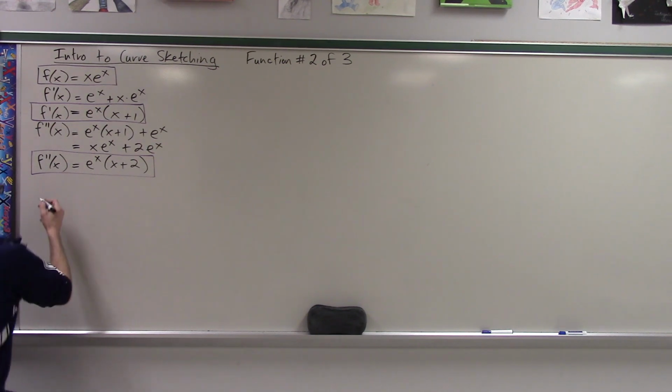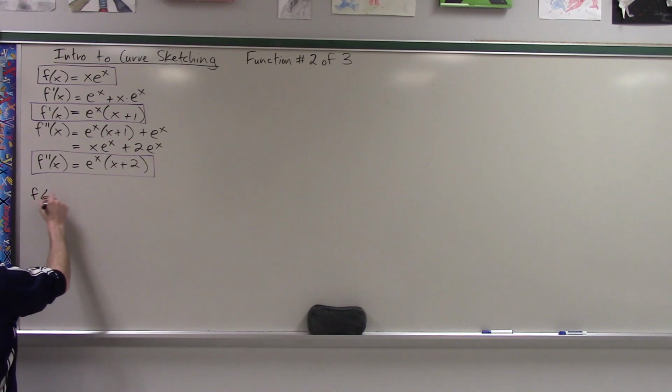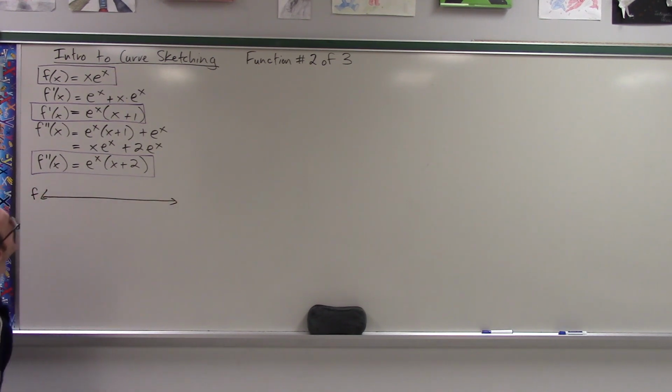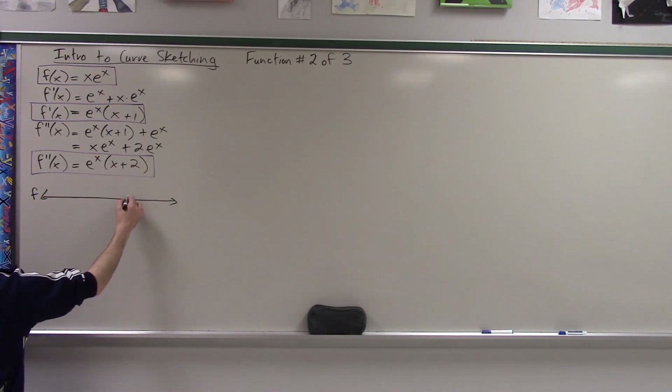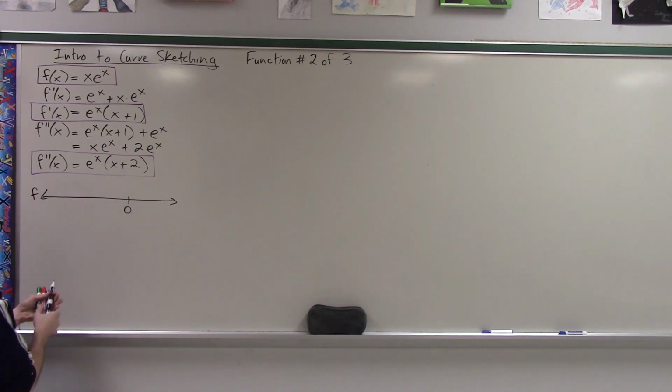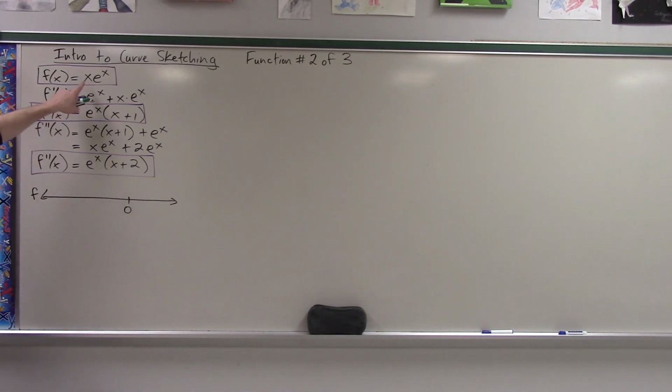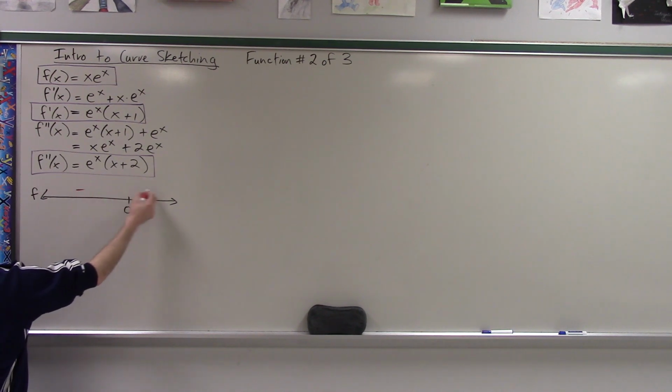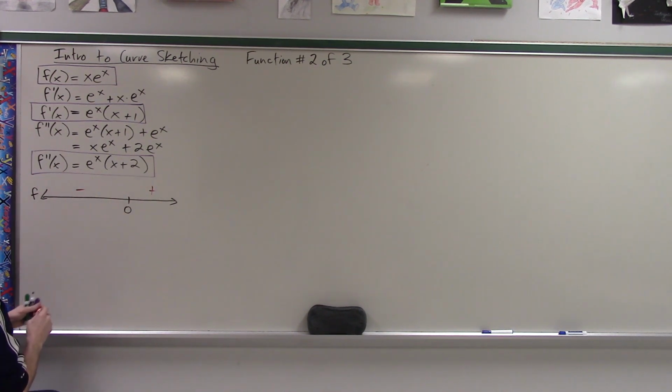What can I say about this function? Again, since I can, I will also make a sign chart for f. And what is the sign chart for f? Well, the sign of the function is going to be determined by the sign of the x factor, since the e to the x factor is always positive. Therefore, my function will be negative and then positive. There will be a root at 0. That will be the only root.